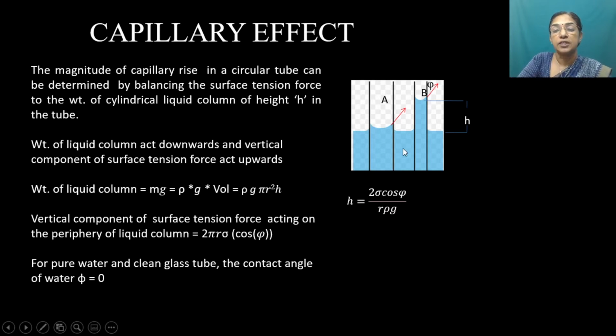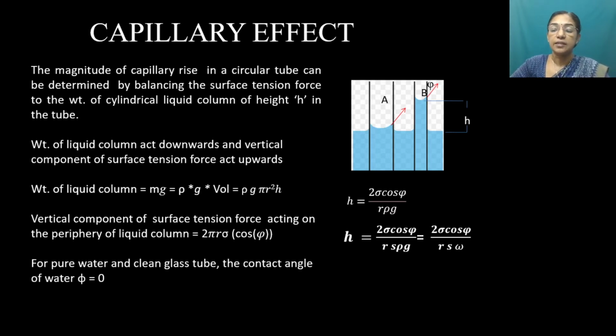So what we can do is replace the specific weight of the water. That means the specific gravity of the liquid multiplied with rho g will give you the specific weight. We have learned earlier that the specific weight of any substance equals the specific gravity of that substance multiplied with the specific weight of water. So rho g is the specific weight of water, and rho g multiplied with S will give you the specific weight of the corresponding liquid. So H can be modified as 2 sigma cos phi divided by R into S into specific weight.